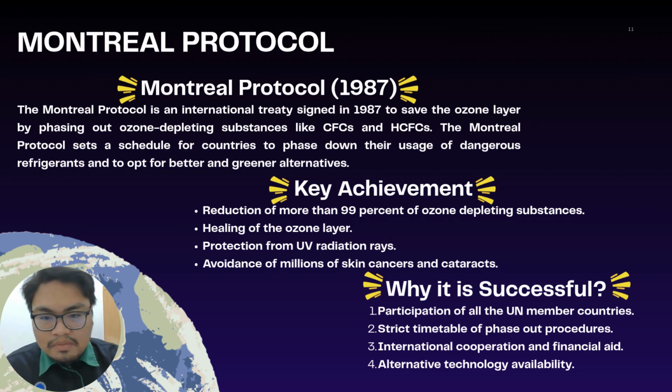So the key achievement of the Montreal Protocol is the reduction of more than 99% of ozone-depleting substances. Second, healing of the ozone layer and protection from UV radiation. So why is the Montreal Protocol successful? First is the participation of all the UN member countries, and a strict timetable of phase-out procedures, international cooperation, and financial aid.